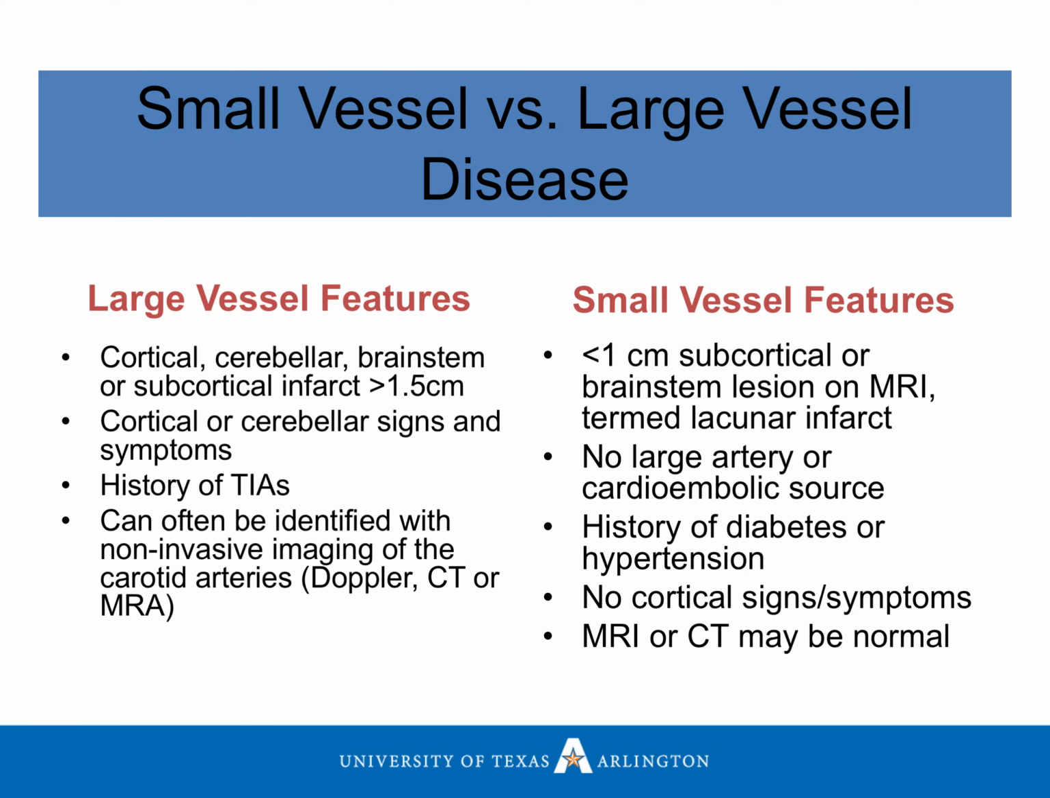So when we talk about cortical symptoms with large vessel, you want to think like neglect or aphasia, those types of symptoms, whereas with small vessel disease, you may have purely motor symptoms or hemiparesis, like affecting the face or an arm or leg, those types of things.